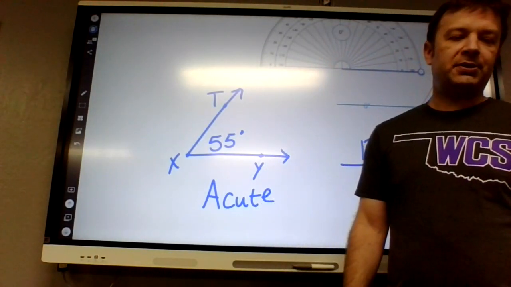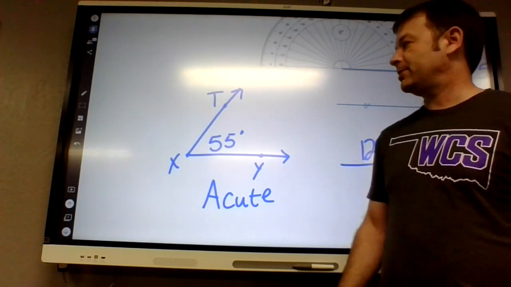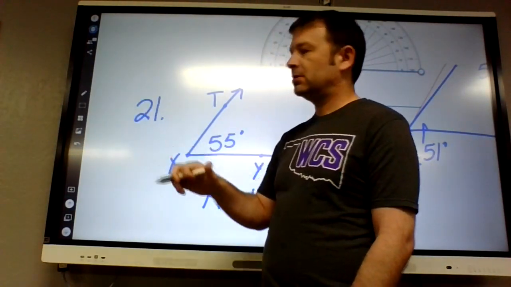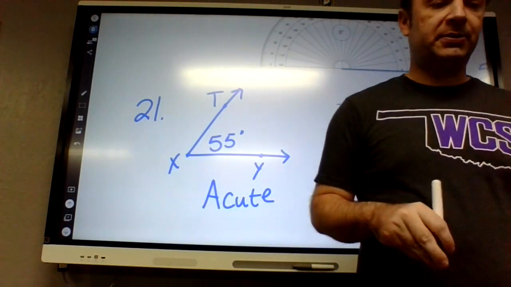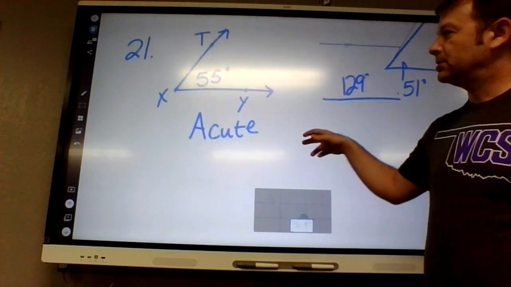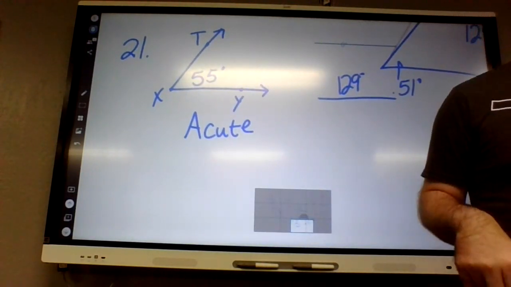Number 23 is 180 degrees. I'm not going to draw that one, but what would that look like? It would just be a straight line. Straight angle, easy. So just use your straight edge for that one.